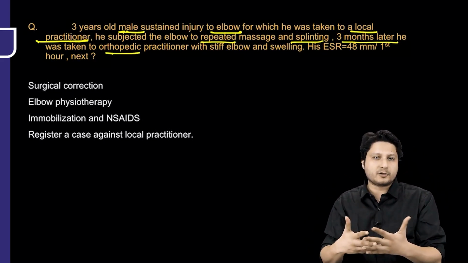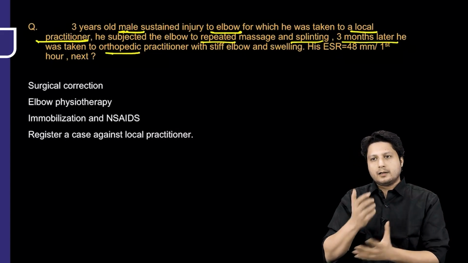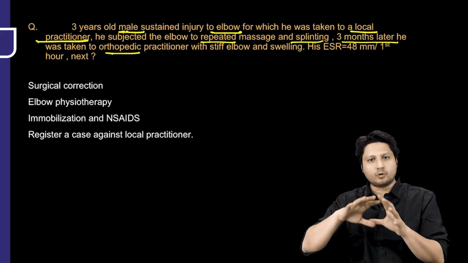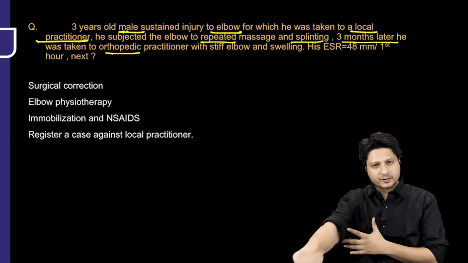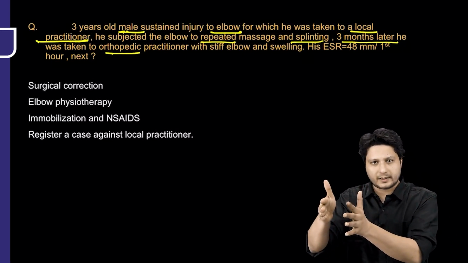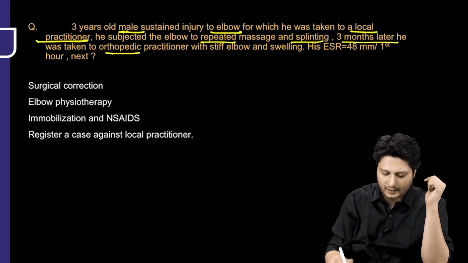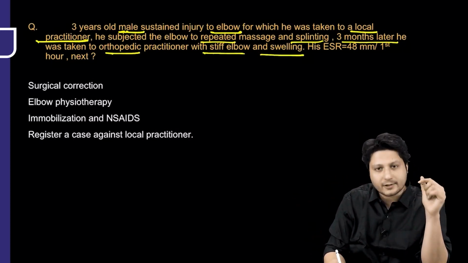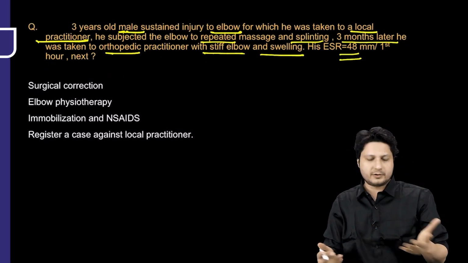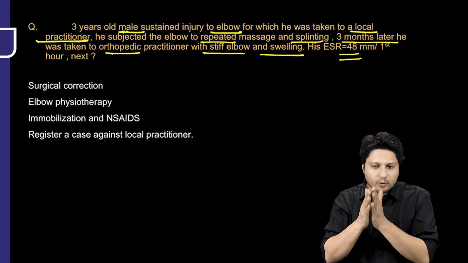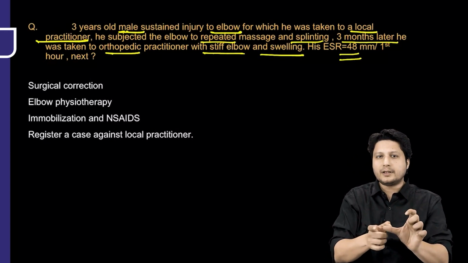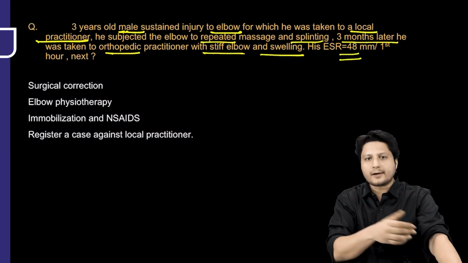Now, what the parents could have realized is that there is limitation of movement. The limb is getting thinned out. He is not able to use it normally, and there is restriction of the elbow in particular. So they took the child to an orthopedic surgeon with a stiff elbow and a swelling. The orthopedic surgeon, just by looking at the condition and relating it with the history, diagnosed the condition.